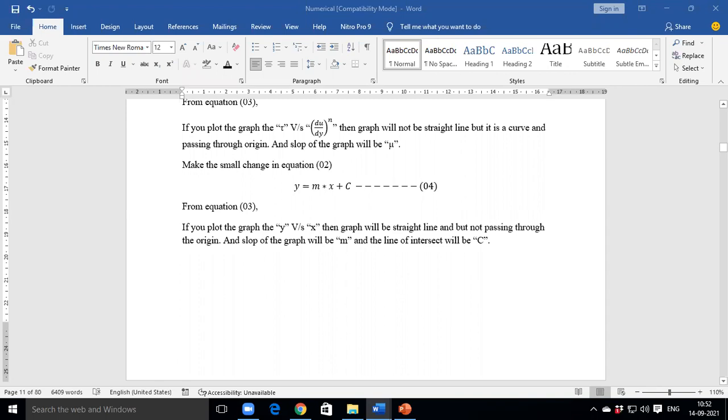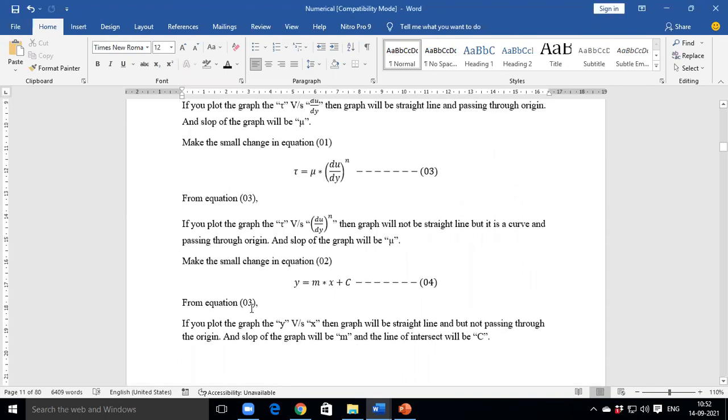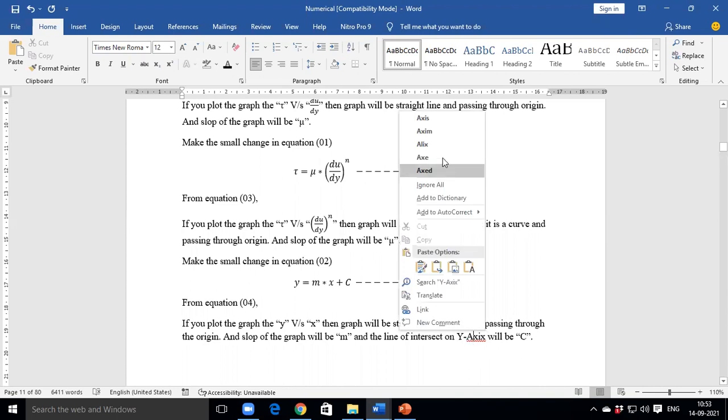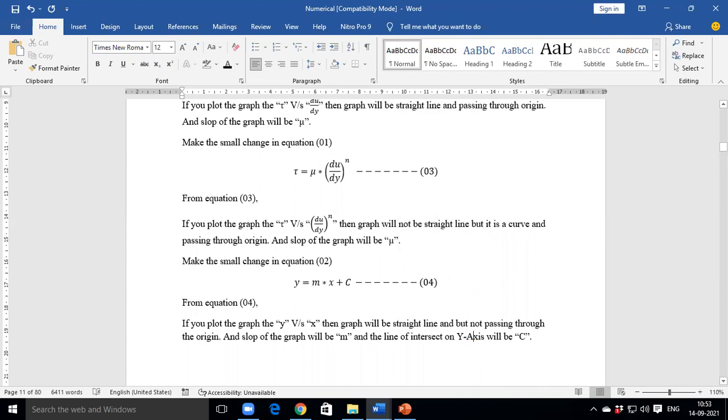Okay, we need to change this equation number, from equation number 4. If we plot the graph of y versus x, then the graph will be a straight line, but not passing through the origin, and the slope of the graph will be m, and the line of intercept on the y-axis will be c.